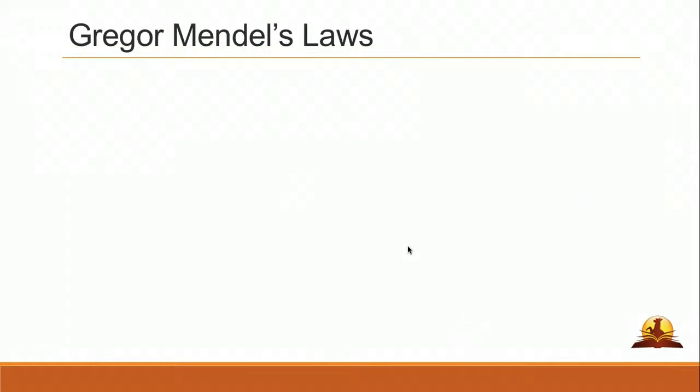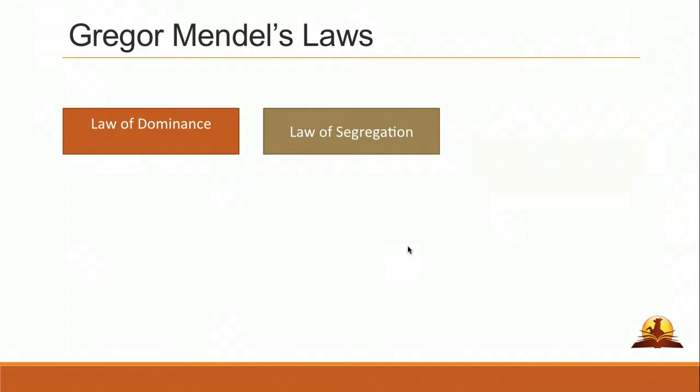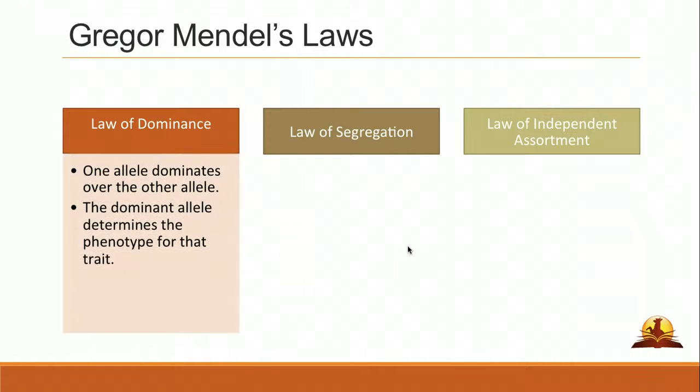So here are the 3 laws that came out of these experiments. The first law is law of dominance, the second law of segregation, and the other one, the law of independent assortment. Law of dominance means that there's going to be one allele that dominates another. So when you do genetics, there'll always be one allele that dominates another. And that dominant allele determines the phenotype. So if the dominant allele is purple, it will show purple.